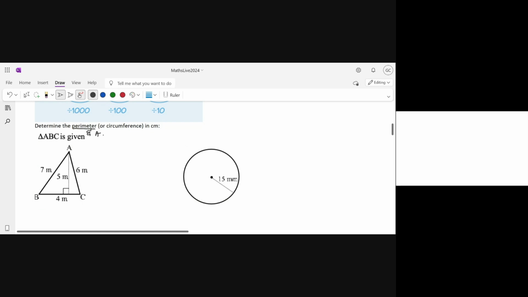So don't stress. Okay, let's start with the perimeter of our triangle. Now, I know that this is meters and they want the answer in centimeters. So I know that I need to multiply by 100 all the way around. So times 100, times 100, times 100. And just for good measure, I'm going to do it there too, because I'm going to need that perpendicular height for my area.